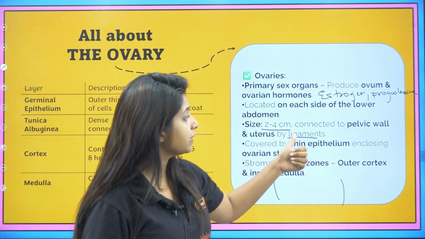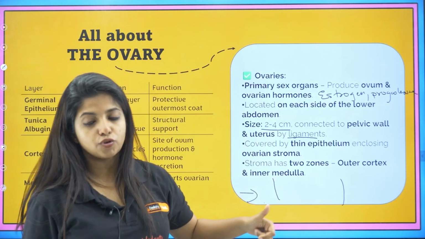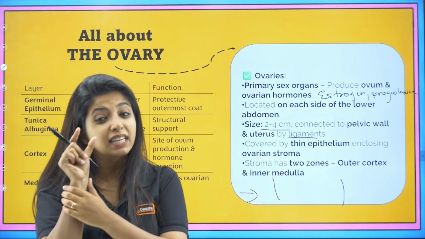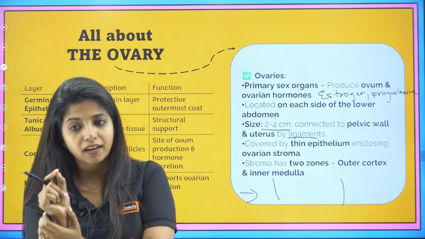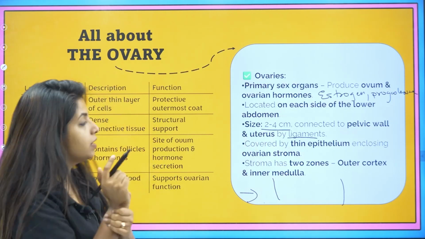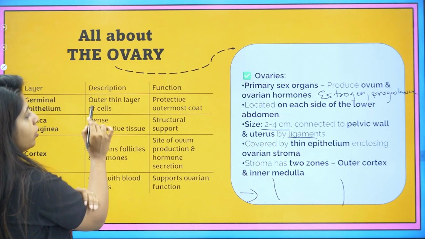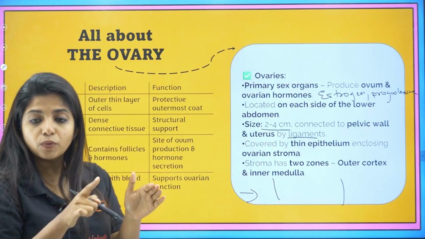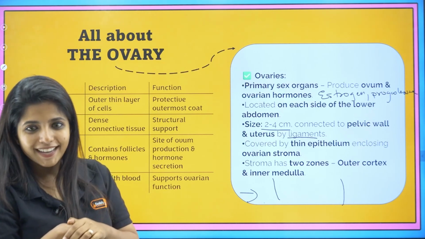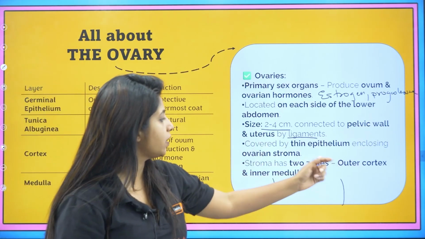Now, it is covered by thin epithelium enclosing the ovarian stroma. Remember, thin, not thick. What do you call it? Germinal epithelium. It is the protective outermost coat. Within that you have the stroma. The stroma is divided into two zones, the outer cortex and the inner medulla.